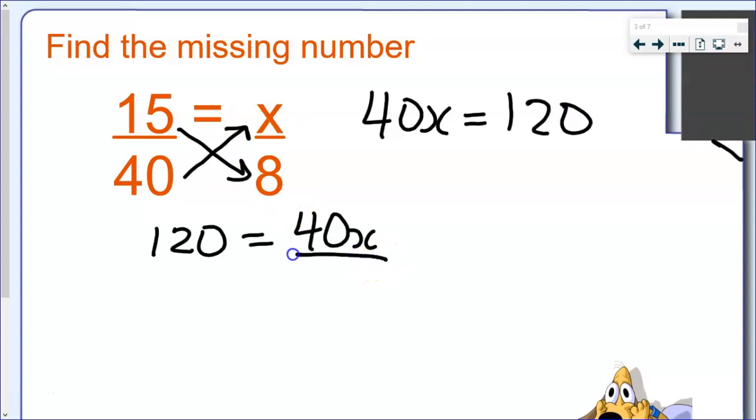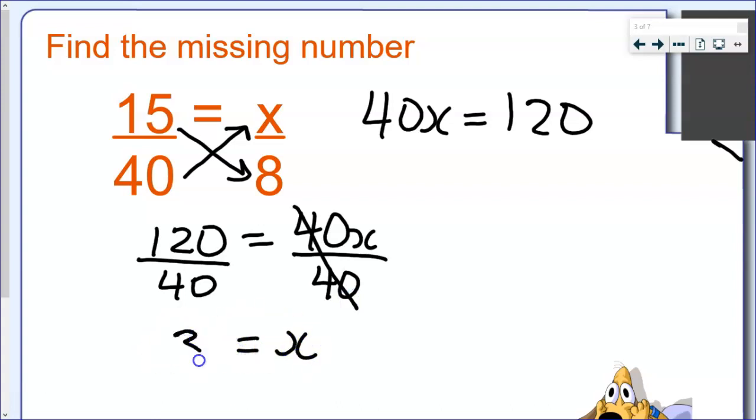We want to get x by itself. In order to do that, recall you have to divide by what's sitting beside it so you can get it to 1. What you do to one side, you do to the other. This 40 divided by 40 equals 1. That's what we wanted. So x in this case will equal 3. All right, let's do another one.